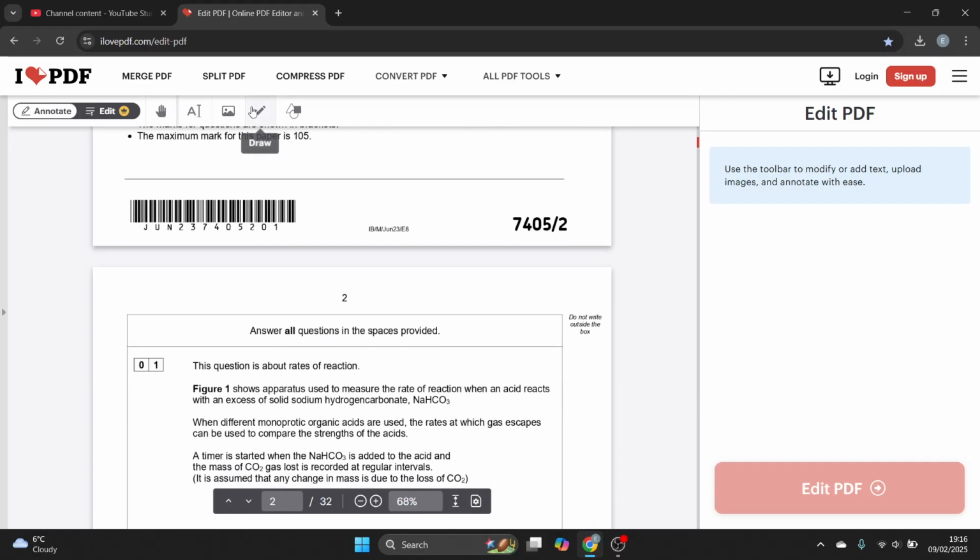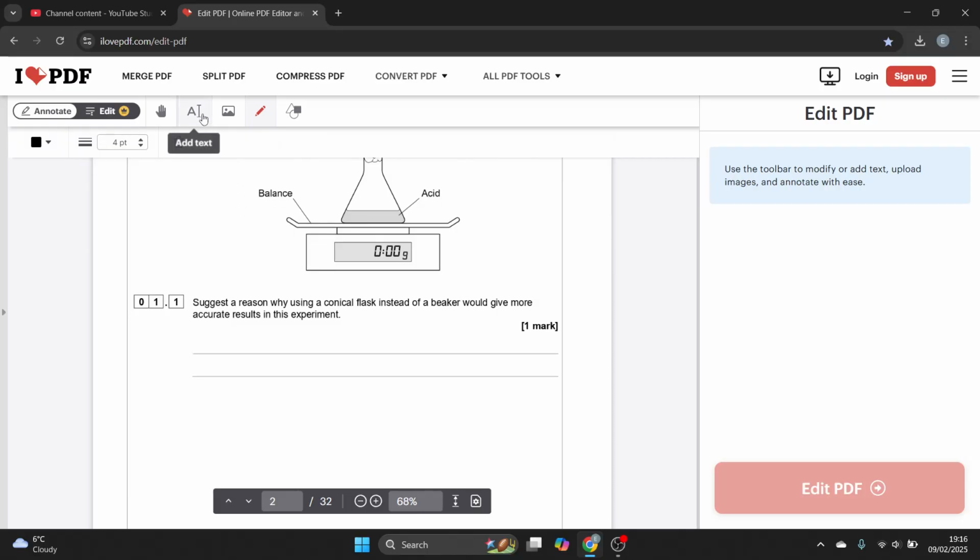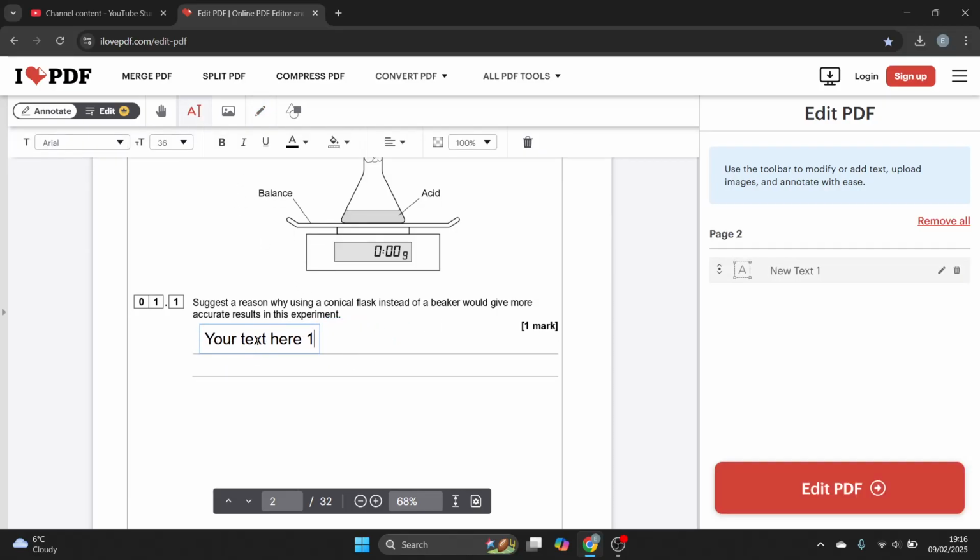2023 Paper 2. Give the reason why using a conical flask instead of a beaker would give more accurate results in this experiment. Reduces loss of liquid droplets.